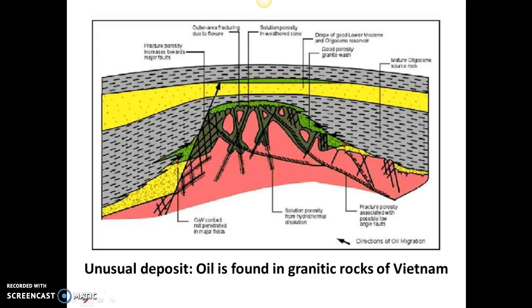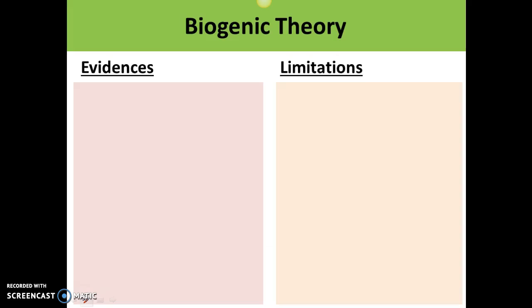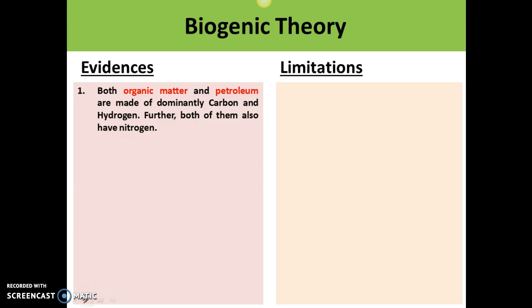Okay, for example, there's an unusual deposit found in granitic oil of Vietnam. So you can see here, mostly oil occurs along the faults and joints that form in the granite. Alright, for the biogenic theory, there are 6 evidences which support and make this theory more reliable and concrete than the abiogenic theory.